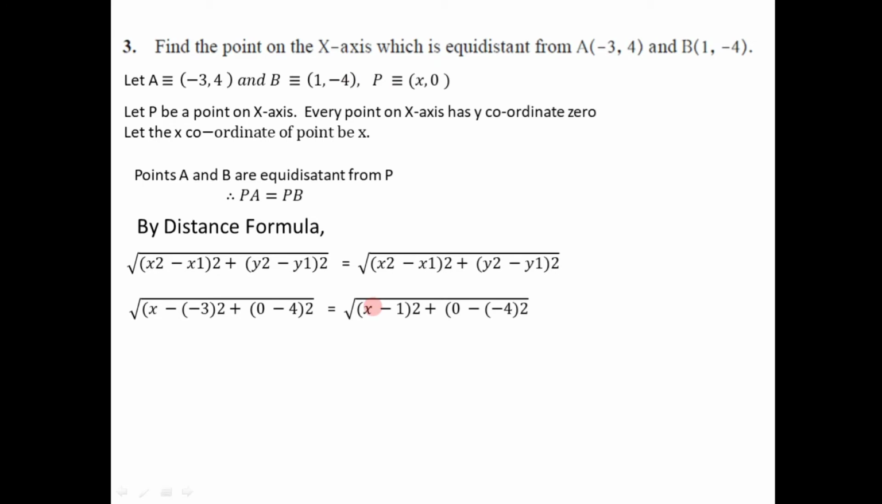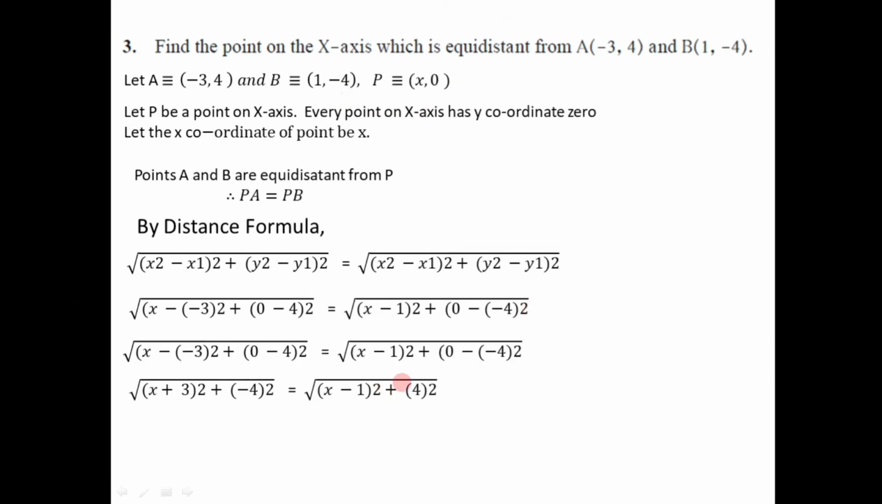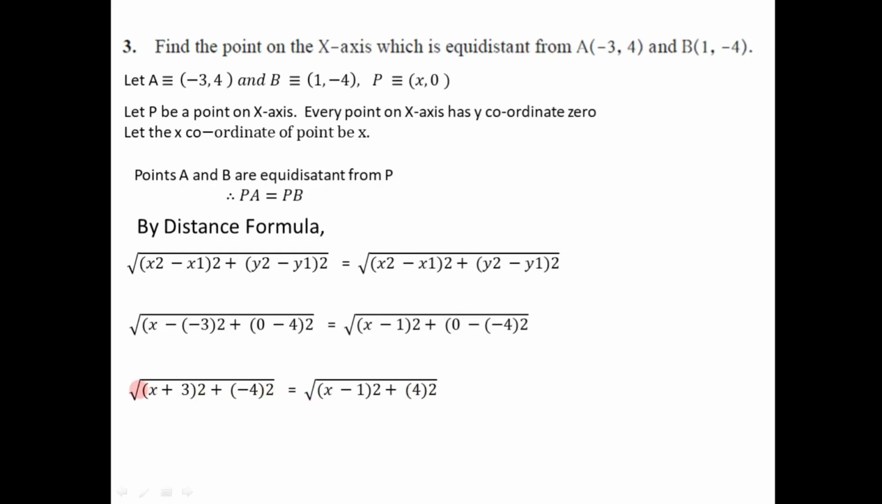So by replacing these values in the formula, we get x minus 1, that is x2 minus x1 bracket square, plus y2 minus y1, that is 0 minus minus 4 bracket square. So on simplifying this, we get under root x minus minus become plus 3 bracket square plus 0 minus 4, that's minus 4 bracket square, is equal to under root x minus 1 bracket square plus 0 minus minus will become plus 4 bracket square.